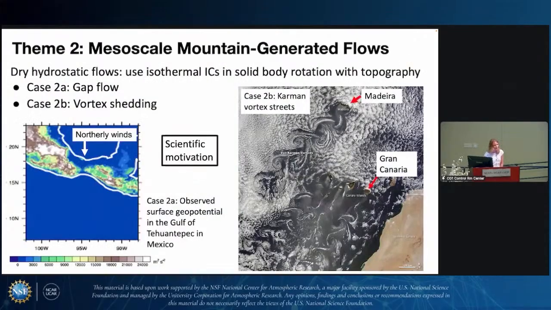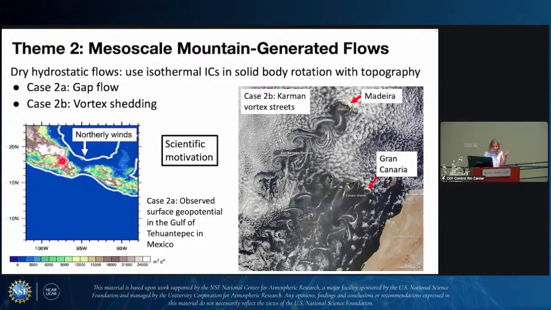Okay, number 2 has 2 variants, and here you see our scientific motivation. The first one is a so-called gap flow, and this is an example from nature. This is a gap between 2 mountains. You see them in Mexico. Typically, we have a northern wind.